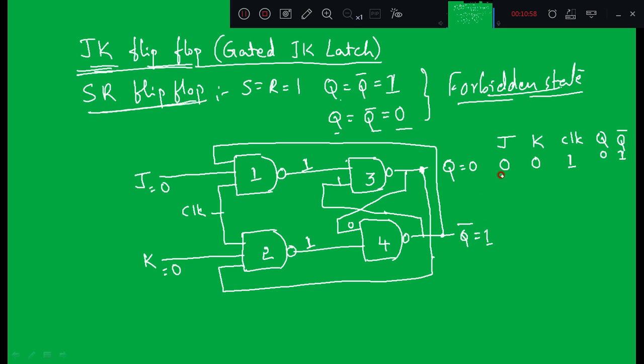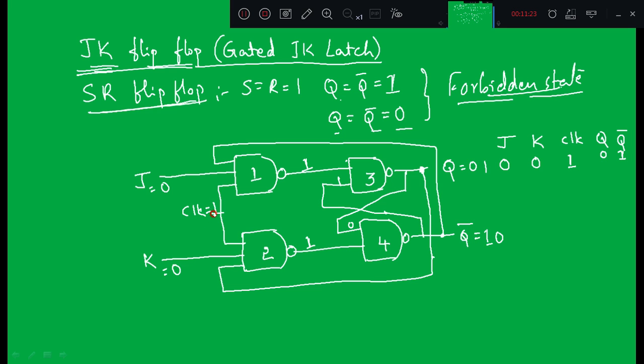So if the previous state was 0 1, then now we will assume one more previous state, that is 1 0, right? So if Q is equal to 1, Q bar is equal to 0, we will again analyze the circuit and check whether this state remains the same or not, right?